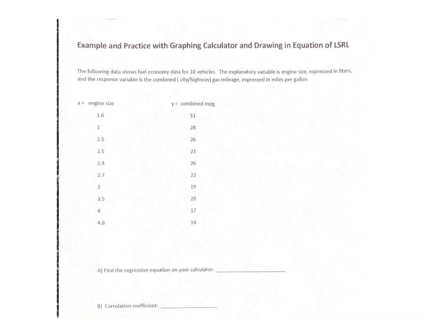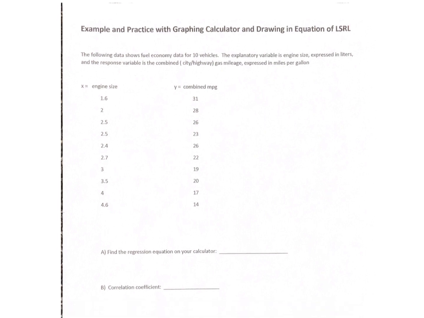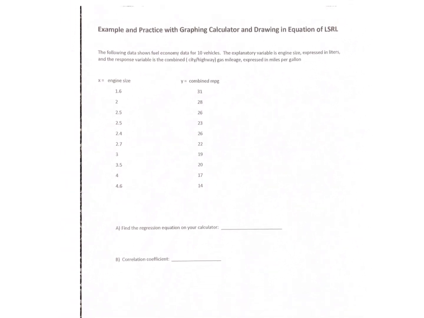The following data shows fuel economy for 10 vehicles. The explanatory variable is engine size. The response variable is combined gas mileage expressed in miles per gallon. Find the regression equation on your calculator. So plug that in. What do we get?